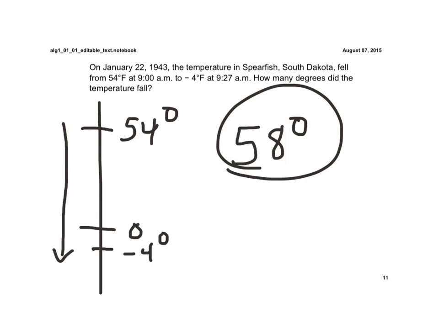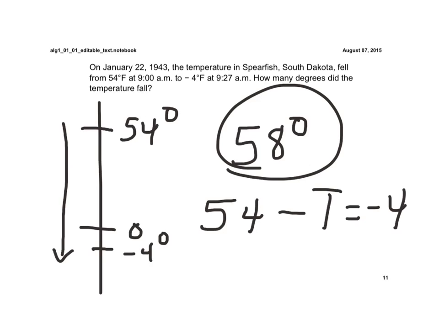Now, if you notice, I didn't use an equation at all. I just used a diagram to show this. Now, we could use an equation if that's what we wanted to do, but we don't need to. But if we did, we'd have 54 degrees is where we started. It dropped the temperature to negative 4 degrees. And then we go ahead and solve this.